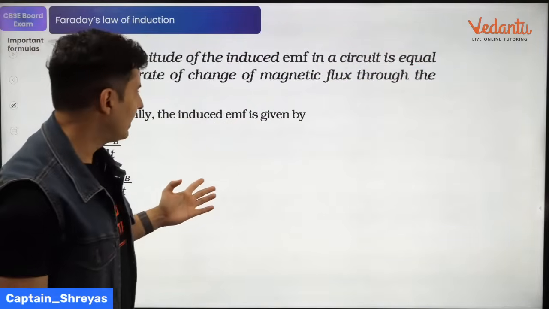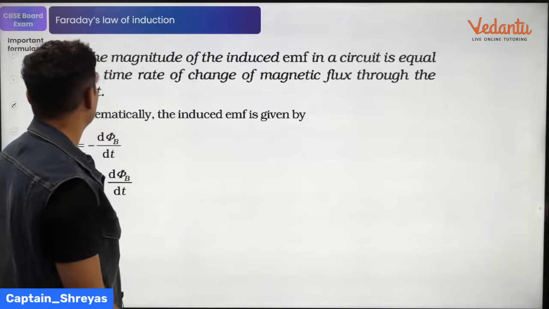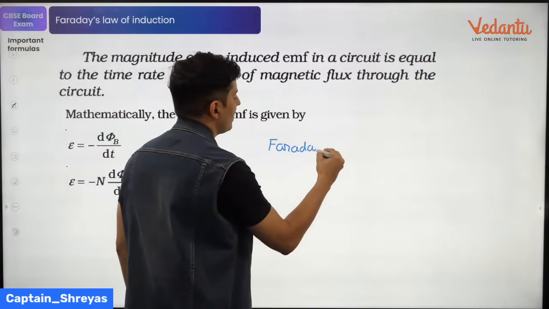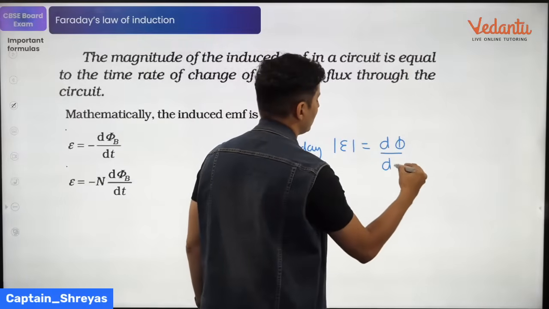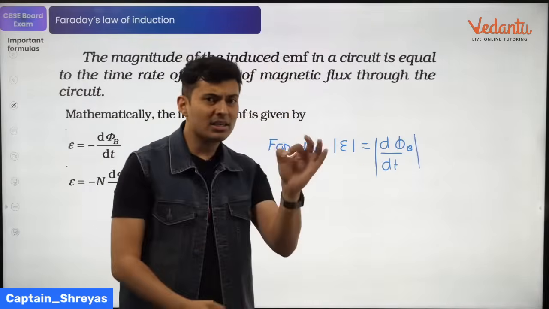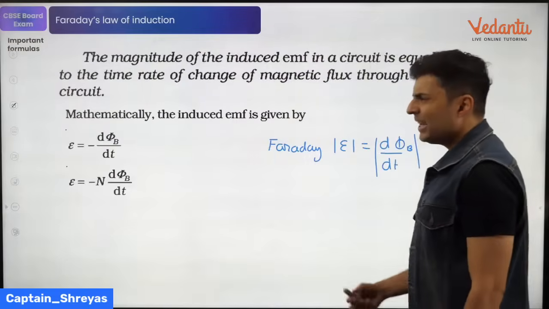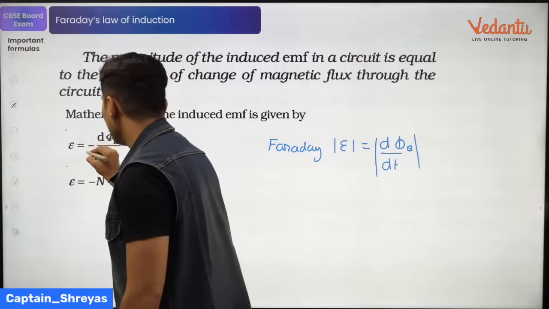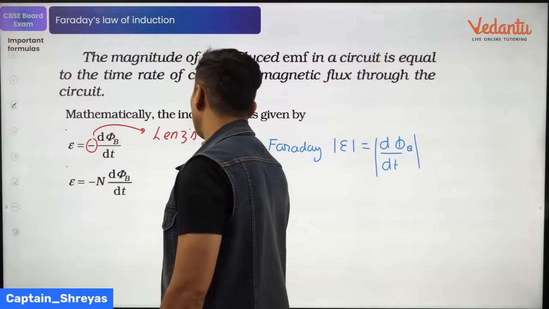Okay, very nice. Now, if you just look at it from Faraday's perspective, you will see that according to him, the magnitude of how quickly the flux changes will give you the induced EMF. But you will see an additional negative sign over here. Why is that negative sign? That negative sign that you see over here is because of something called Lenz's law.